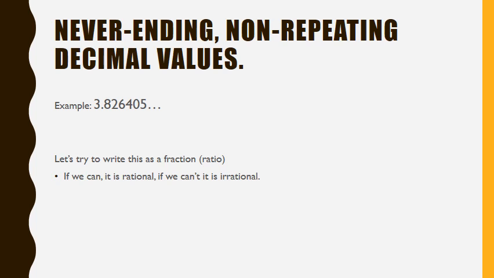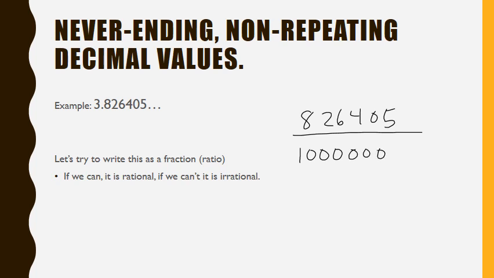Based on how we write our fractions, I'm going to start by making my numerator the numbers after the decimal. 826,405. Then it's not repeating, so I'm going to use a power of 10. 1, 0, 0, 0, 0, 0, 0. So it ends up being 1,000,000 in the bottom right now.